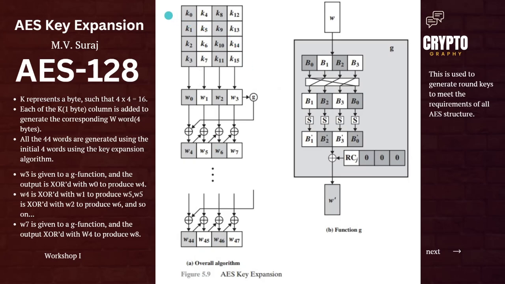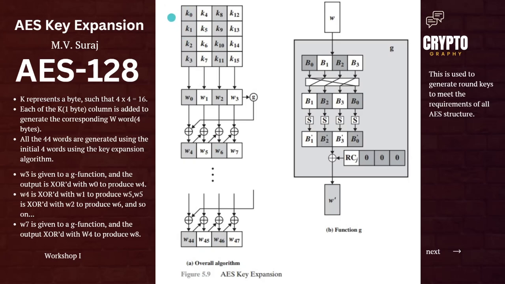I'm not sure if you remember this, but one word has 4 bytes in it, and you can assume each of these boxes as 1 byte. So K0 is 1 byte, K1 is 1 byte, K2 is 1 byte, and K3 is 1 byte. Like that, you will have a 4x4 matrix which equals 16 bytes, the same as 128 bits, and that matches our initial data size.